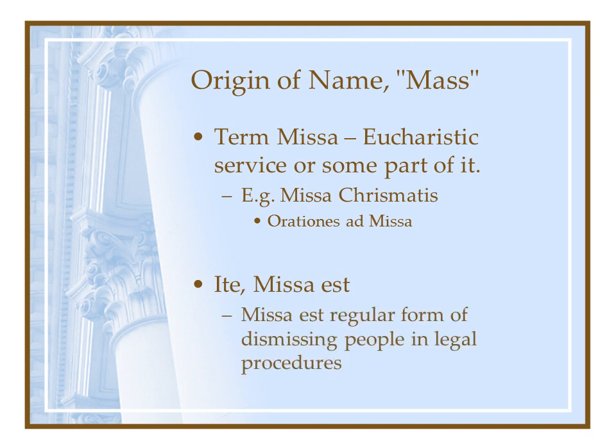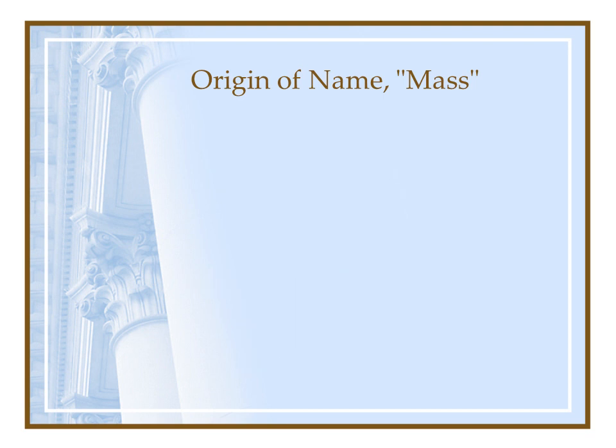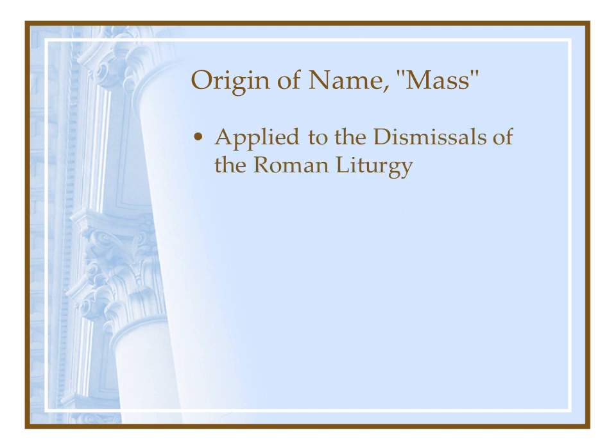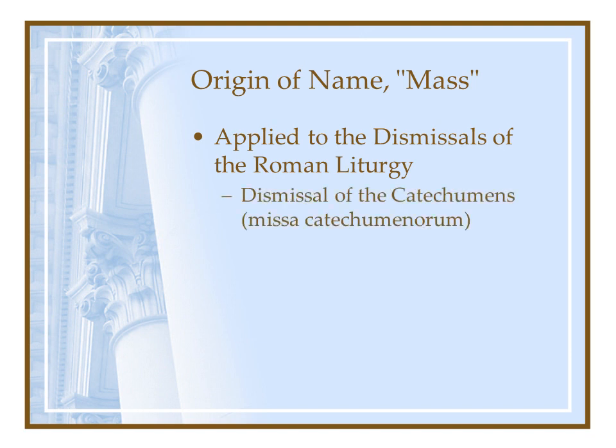In the Middle Ages and beyond, missa est became a regular form for dismissing people at the end of a legal procedure. This was then applied to the 2 dismissals in the course of the Roman liturgy. The dismissal of the catechumens after the homily before the action of the sacrament, and the dismissal of the faithful at the end of the liturgy after the consecration and communion.